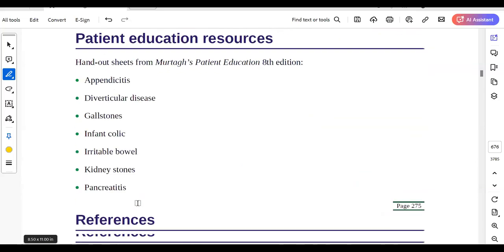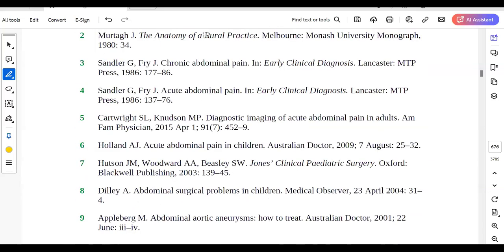That's all about acute abdomen, guys. It's a huge chapter. We always struggle to finish it, but there is a very, very important topic that you need to know.